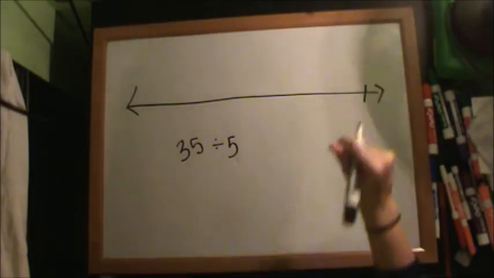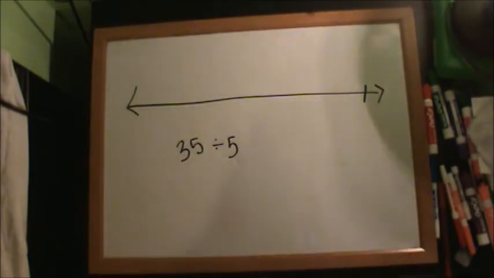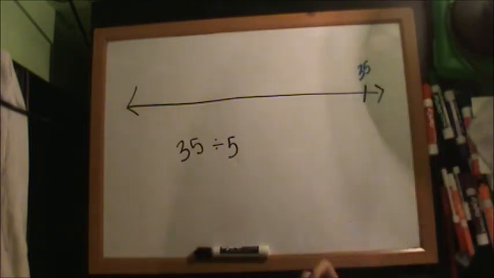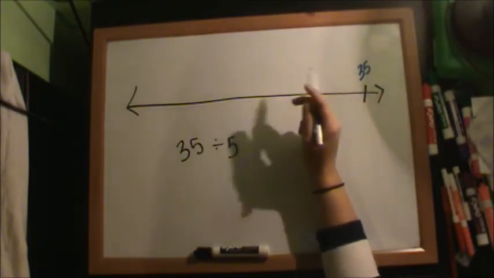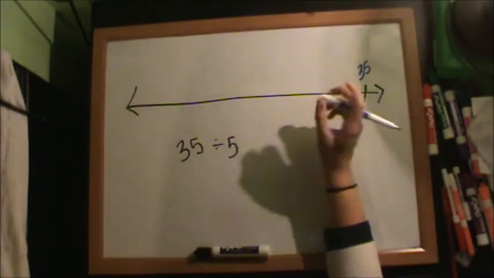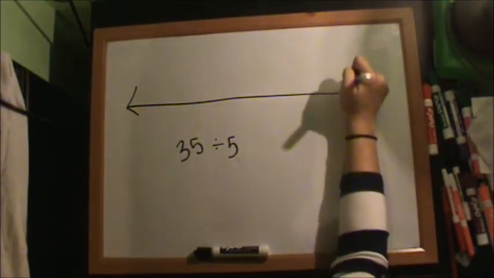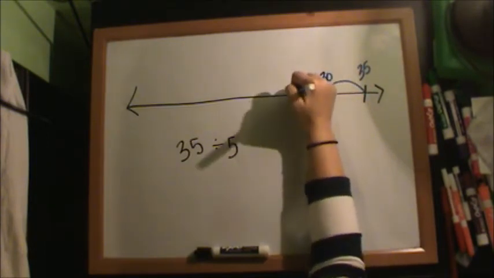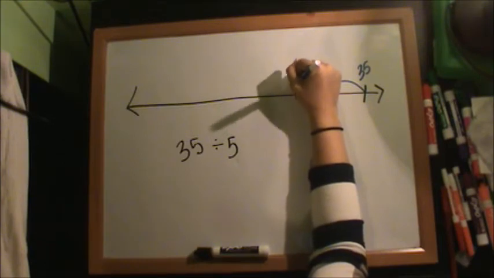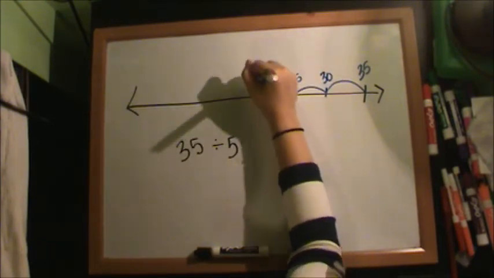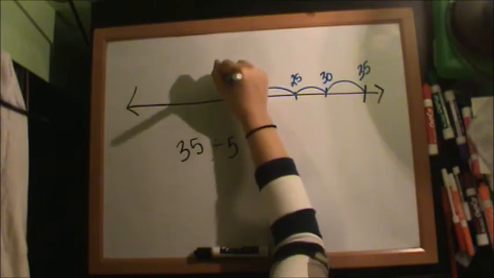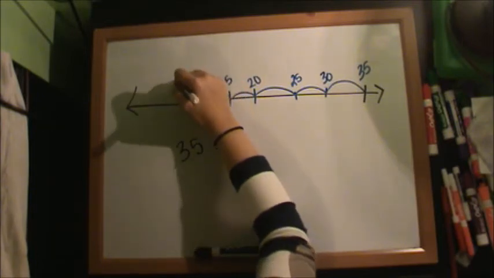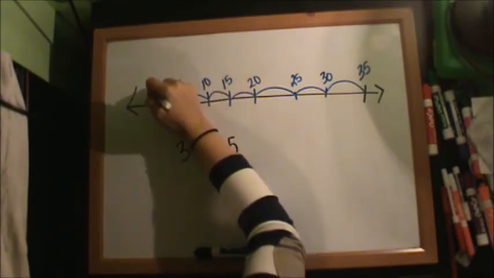So, starting with 35, I'm going to go back 5 each time until I hit 0. So here we go. We'll go back 5, and we know this is 30. Back 5, 25. Going back 5 again, that's 20. 15, 10, 5, and here's 0.